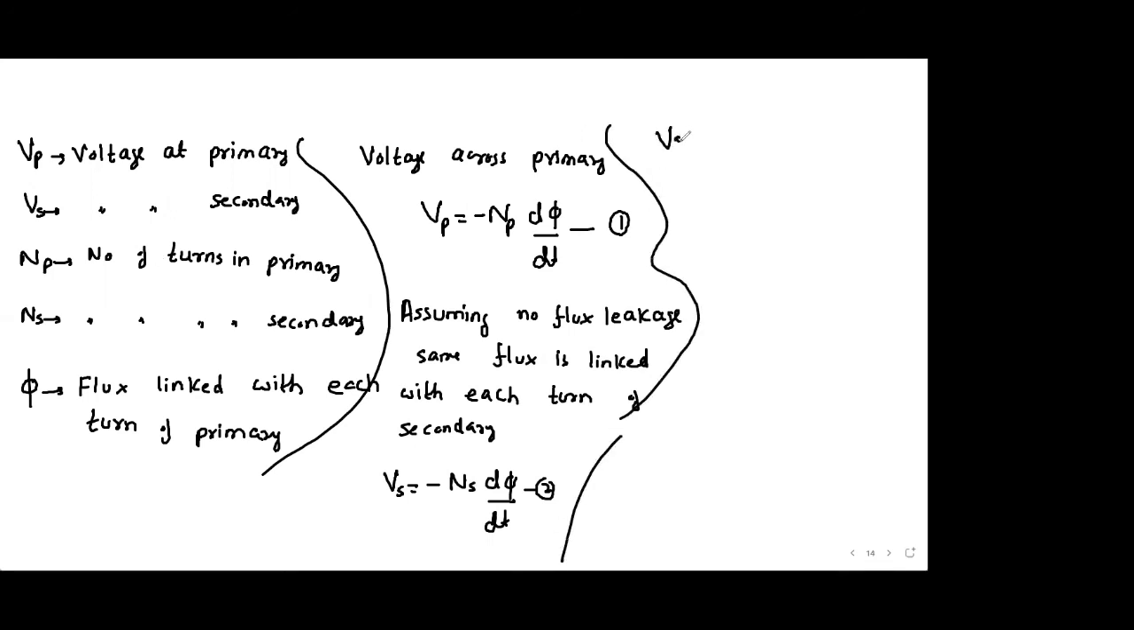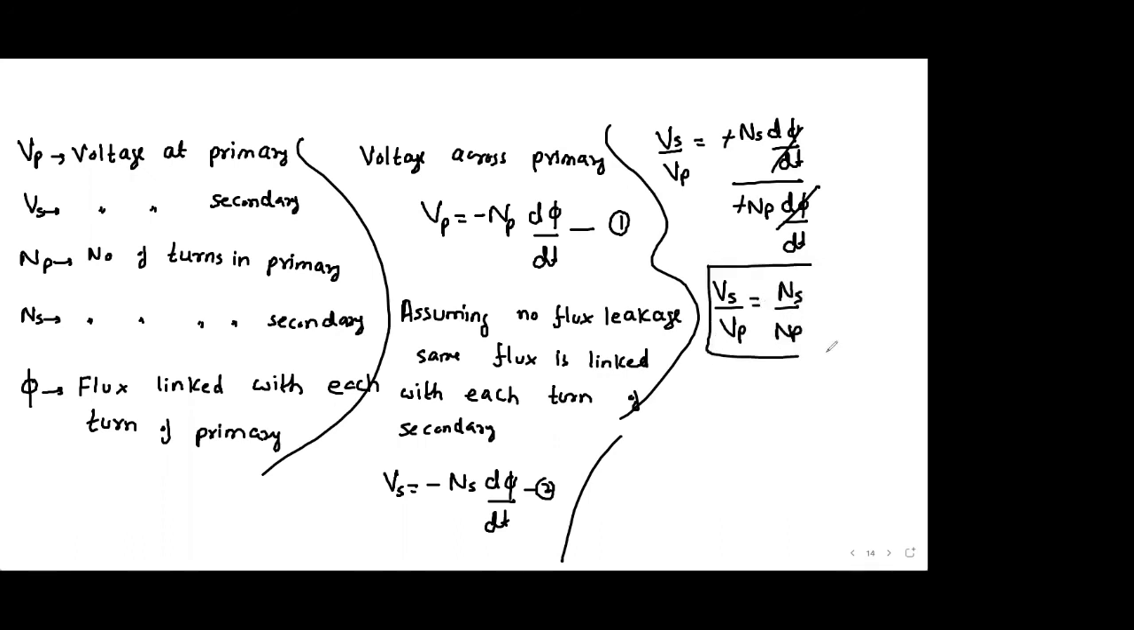You can take the ratios like Vs by Vp is minus of Ns d phi over dt over minus of Np d phi over dt. It gets cancelled out. So Vs over Vp comes out to be Ns over Np. So that is the relation between the voltage across secondary and voltage across primary.